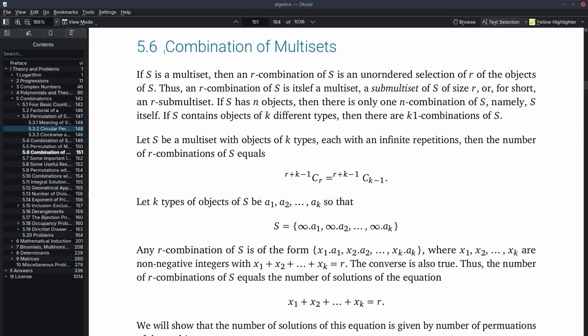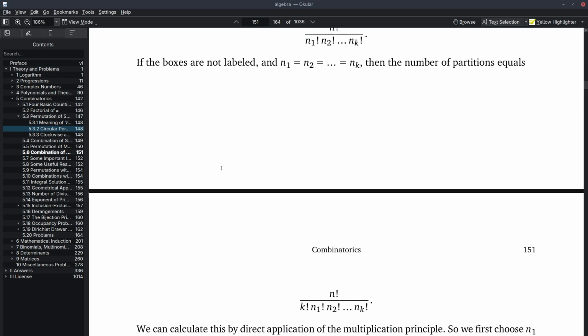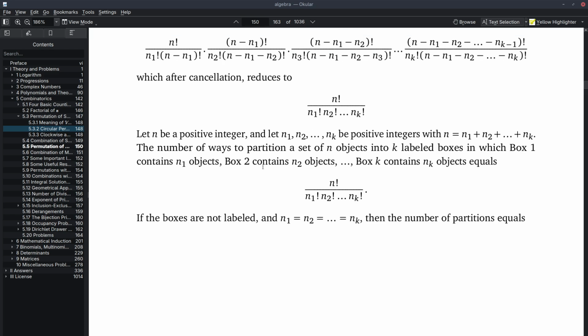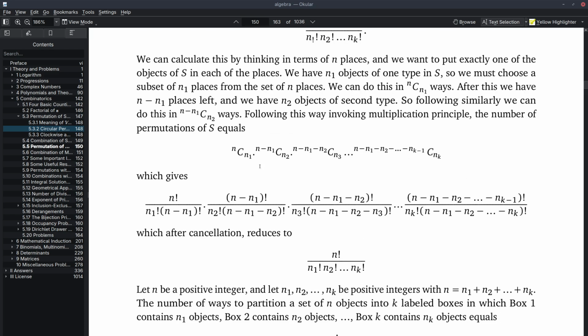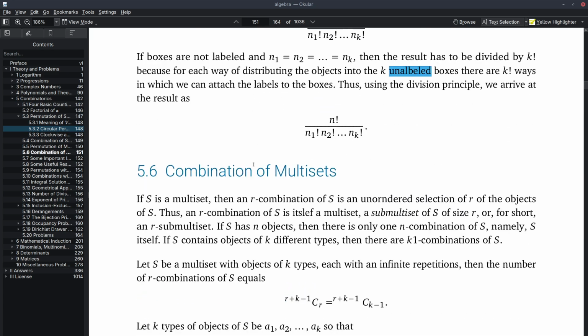Now we look at combination of multisets. In fact, let me quickly write down the mistakes so that I can fix those after recording the video. So one is k factorial is missing, and we have nn. And what other mistake was there? Okay, I'll find it after the video. I don't need to worry about it.